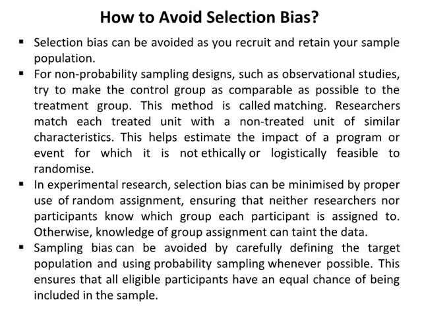In experimental research, selection bias can be minimized by proper use of random assignment, ensuring that neither researchers nor participants know which group each participant is assigned to. Otherwise, knowledge of group assignment can taint the data. Sampling bias can be avoided by carefully defining the target population and using probability sampling whenever possible. This ensures that all eligible participants have an equal chance of being included in the sample.